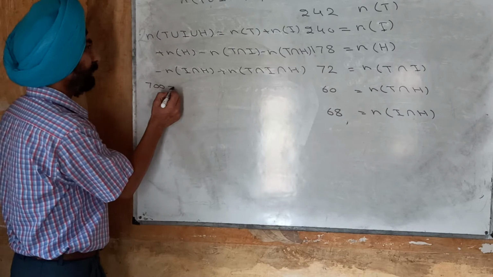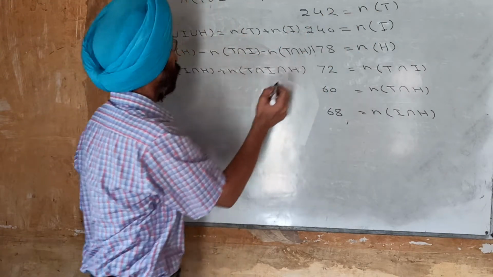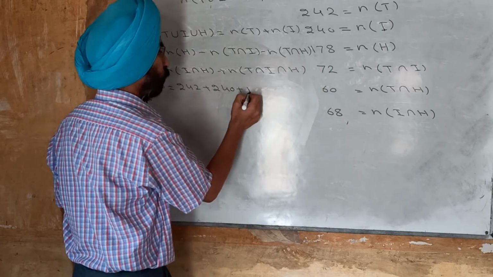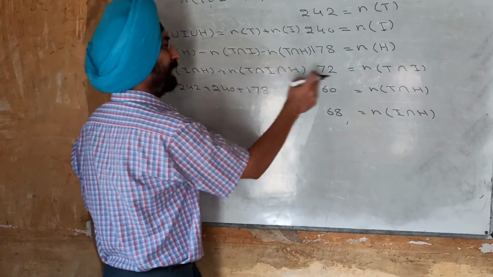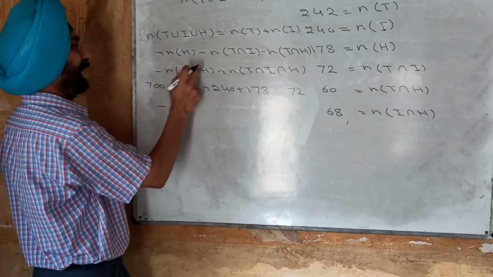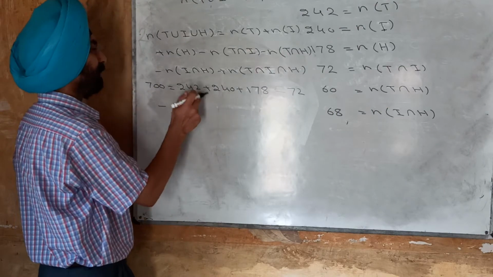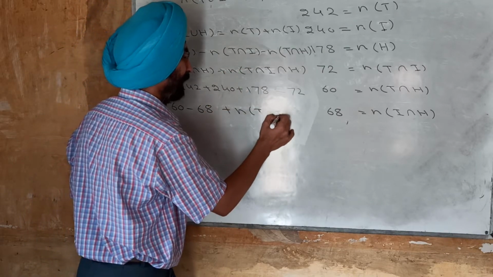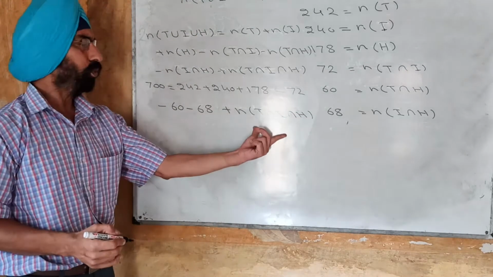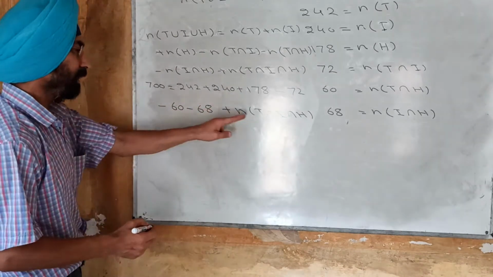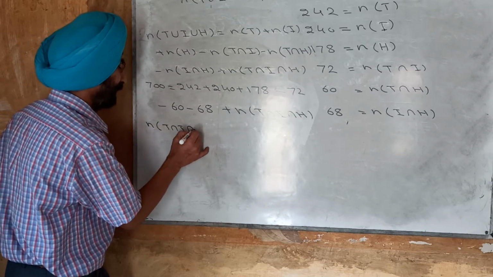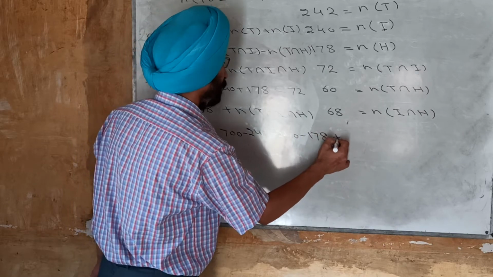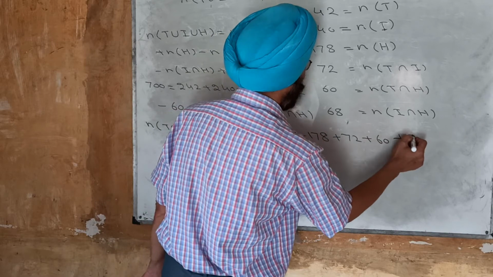So 700 is equal to n(T), which is 242, plus n(I), which is 240, plus n(H), which is 178, minus n(T intersection I), which is 72, minus n(T intersection H), which is 60, minus n(I intersection H), which is 68, plus this, which is not given to us, n(T intersection I intersection H). So to find this value, we will take all these quantities to the other side. So the value of n(T intersection I intersection H) will be 700 minus 242 minus 240 minus 178 plus 72 plus 60 and plus 68.